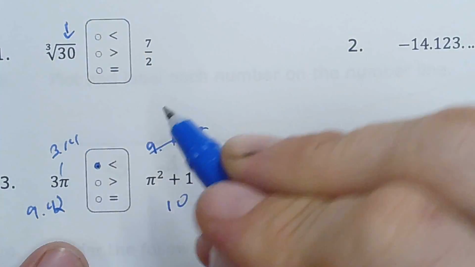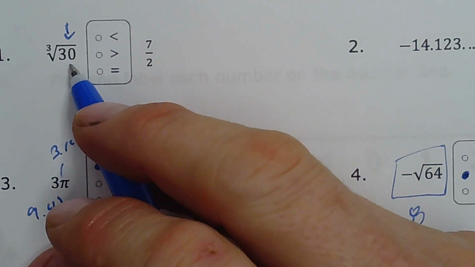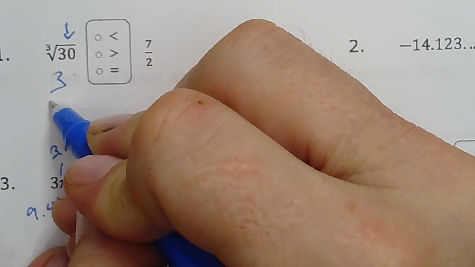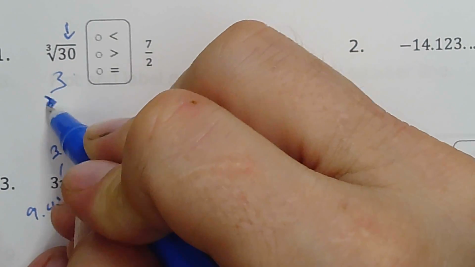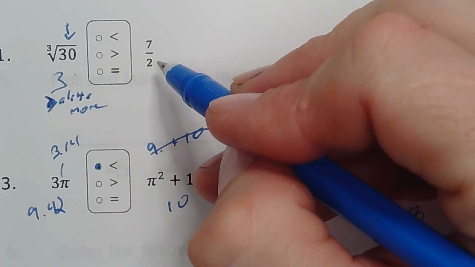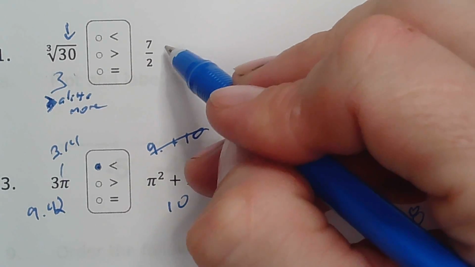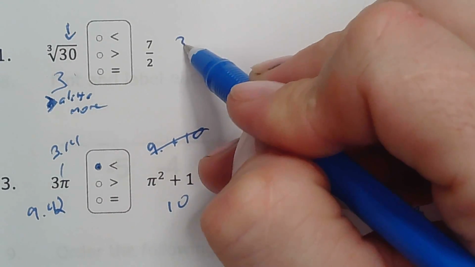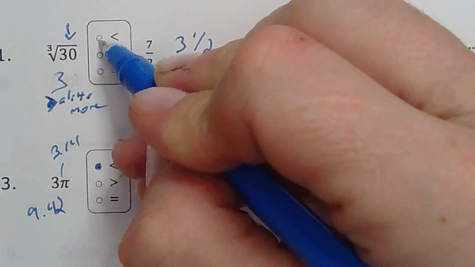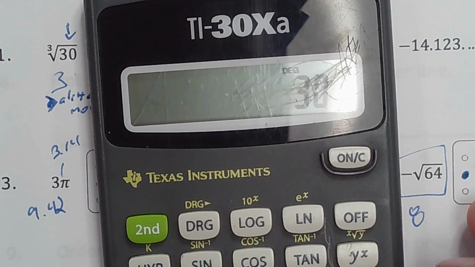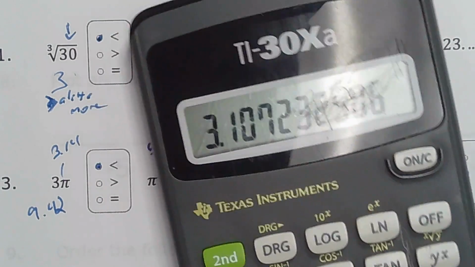Like this here is a little bit more than 27, and we know the cube root of 27 is 3. So it's going to be a little more than 3, and then 7 halves. 7 halves is like 3 1/2, right? So I'm thinking that that's going to be the bigger one. If you look at the cube root of 30, it's definitely not bigger than 3 1/2. Okay, so that's that one.